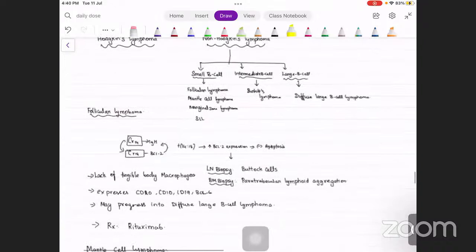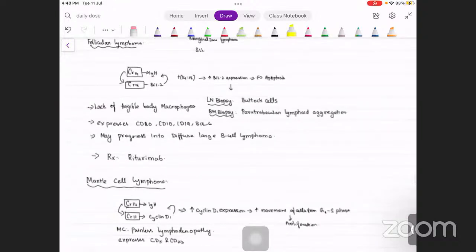Apart from that, non-Hodgkin's lymphoma could be of small cell, intermediate, and large cell. On the small cell, we talk about follicular lymphoma. In follicular lymphoma, you see the defect in T(14;18), which in turn leads to increase in BCL2 expression and inhibition of apoptosis. In lymph node biopsy you may see buttock cells, and in bone marrow biopsy you may see paratrabecular lymphoid aggregation. Treatment is rituximab.